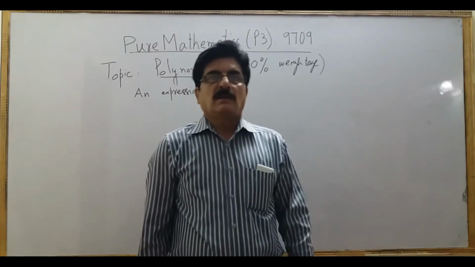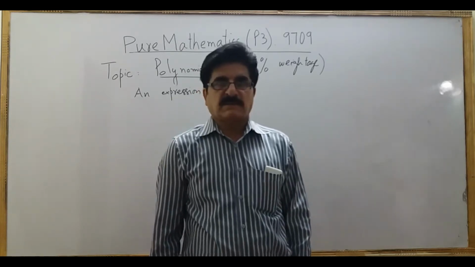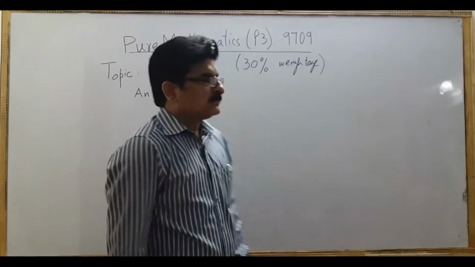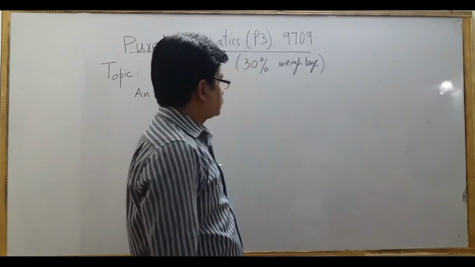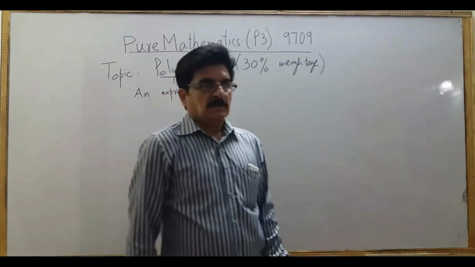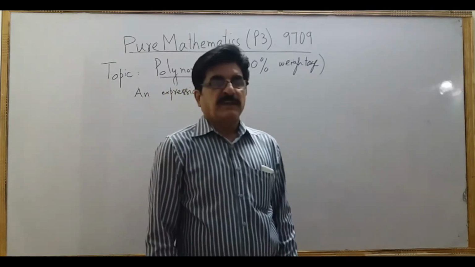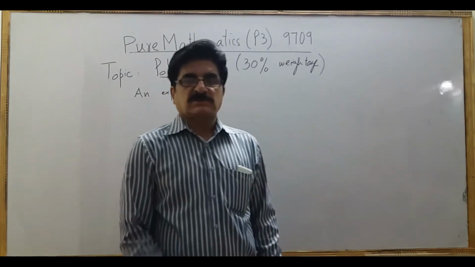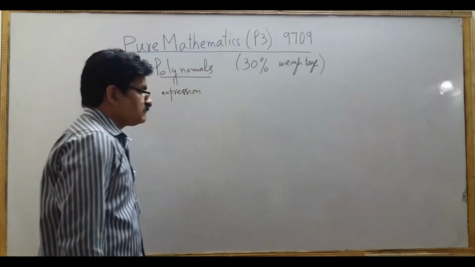Hello guys, today we start paper 3 pure mathematics 9709. We study this paper in A2 class. It has 30% weightage of the whole A level mathematics. There are about 10 to 11 questions with varying marks. There are shorter questions, there are longer questions, structured questions.